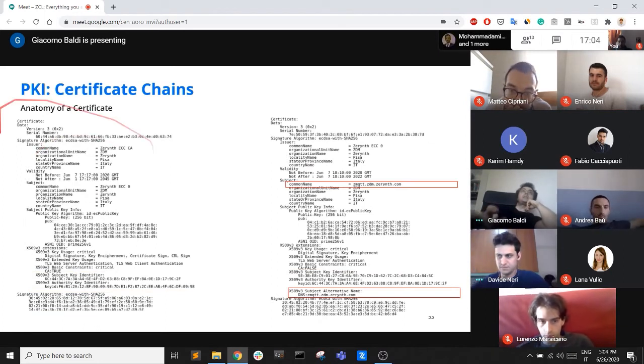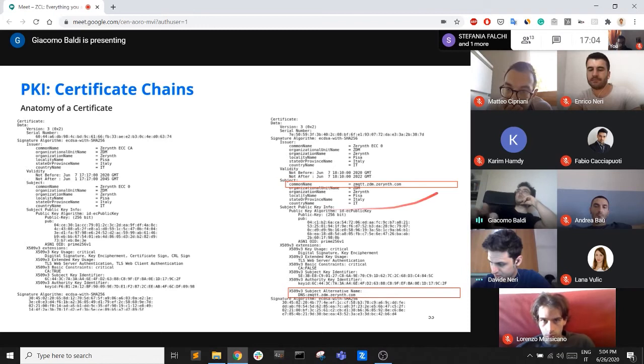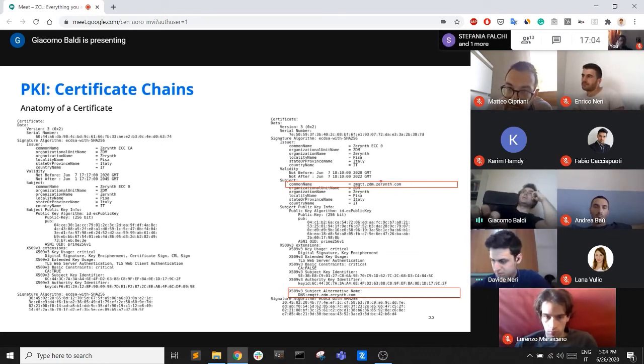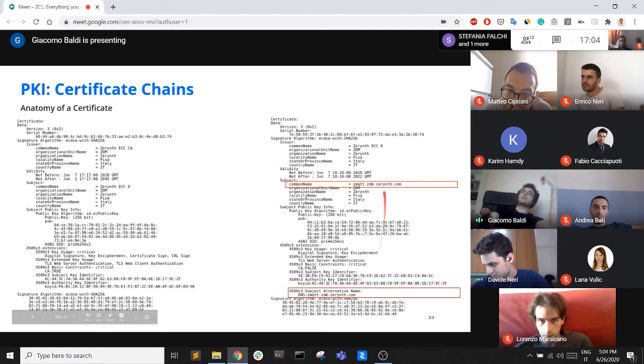What does this certificate certify when it signs this certificate? It certifies that the subject has a common name, which is zmqtt.ndn.zerynth.com. Okay, this is the endpoint. So this is a server certificate.